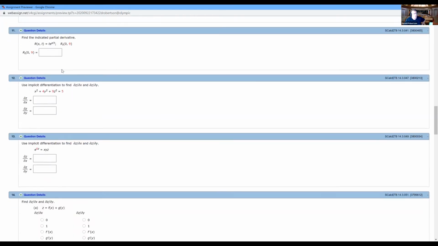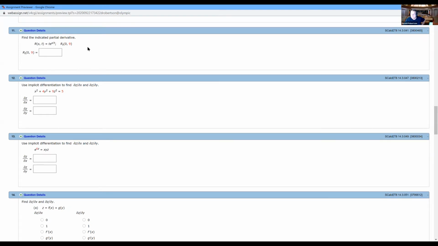Interesting. You're still going to find the partial derivative, but once you're finished, you're going to replace the s with the 0 and the t with the 9. Do you feel comfortable about doing a partial derivative with respect to t of this weird thing?